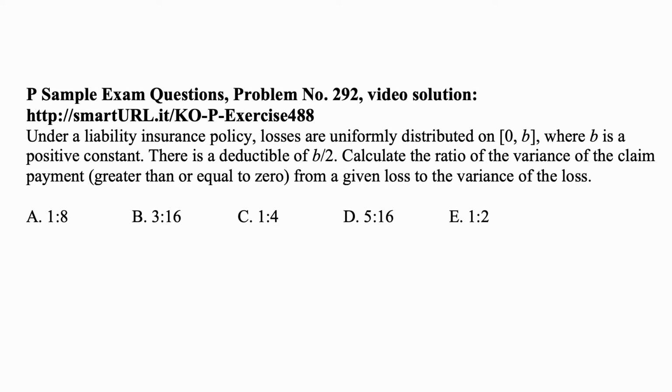Here's a problem for today for exam P on probability. Under a liability insurance policy, losses are uniformly distributed on the interval from 0 to b, where b is a positive constant. There is a deductible of b over 2. Calculate the ratio of the variance of the claim payment, greater than or equal to 0, from a given loss to the variance of the loss.